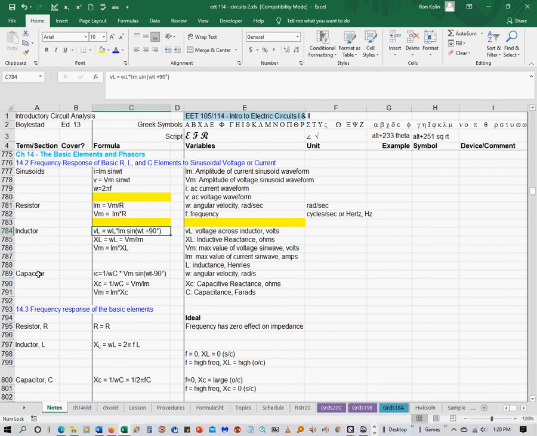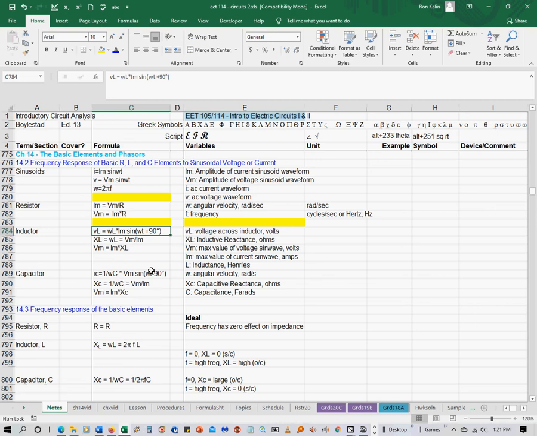If you have a purely capacitive element, I sub C equals 1 divided by omega C, where omega again is the angular velocity in radians per second, C is the capacitance in farads, times V sub M times the sine of omega t minus 90. X sub C is the capacitive reactance in ohms. It's equal to 1 divided by omega C, also equals V sub M divided by I sub M, and then V sub M equals I sub M times X sub C.